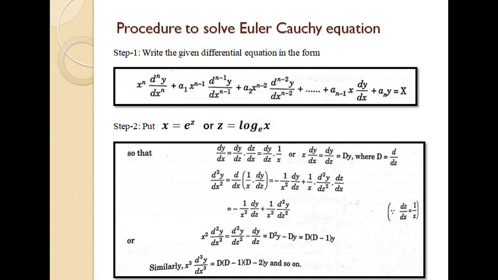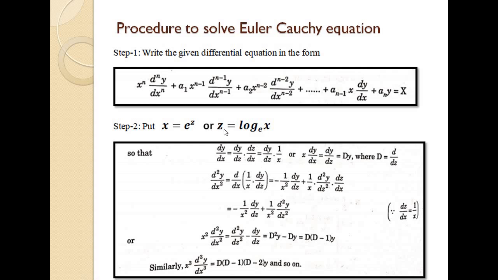In a similar manner, when you go for d square y by dx square, this can be written as d by dx of dy by dx. What is dy by dx? Dy by dx is 1 by x into dy by dz. So the double derivative of y with respect to x is nothing but d by dx of 1 by x into dy by dz. Now if you observe this carefully, d by dx of this is a function of x, and basically y is a dependent variable, y is a function of x.